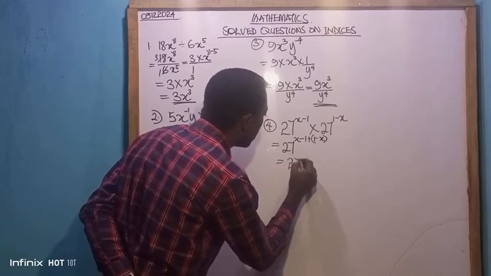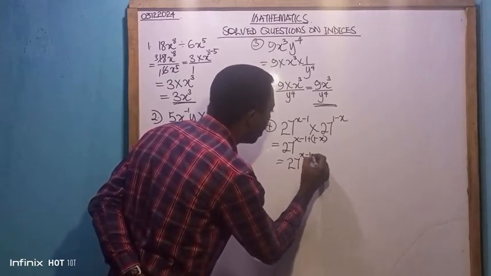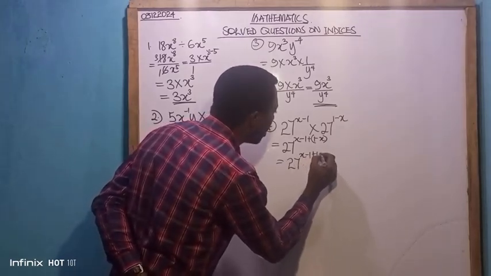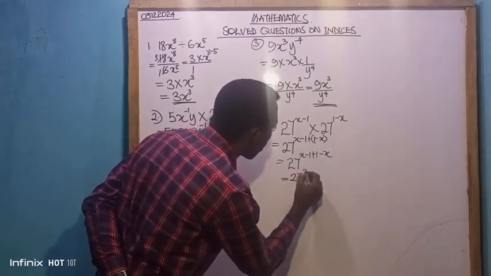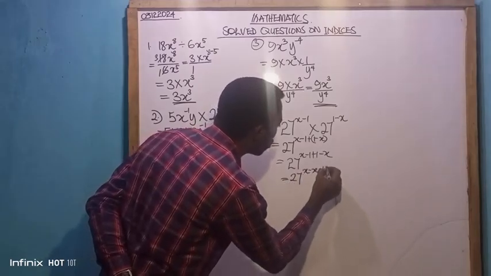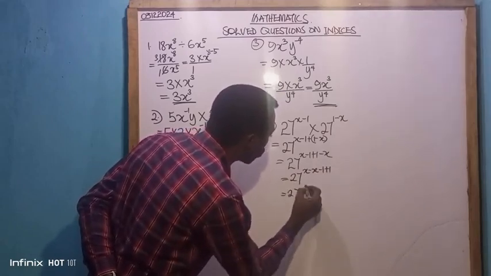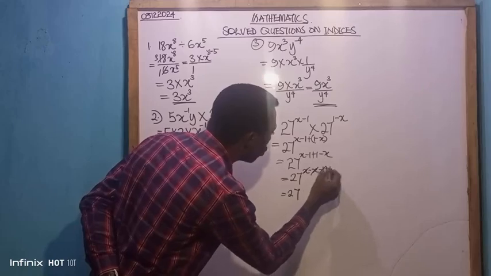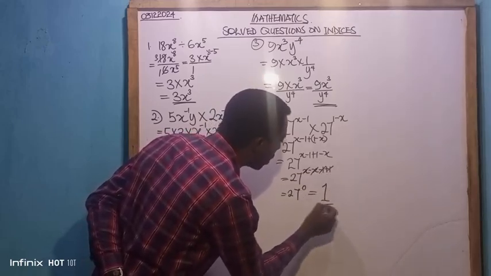Now the next one will be 27 raised to power x minus 1 plus 1 minus x. So we have 27 raised to power x minus x minus 1 plus 1. So that will be 27 raised to power, this one will cancel this, this one will cancel this. Then we have raised to power 0. Then our final answer will be 1.